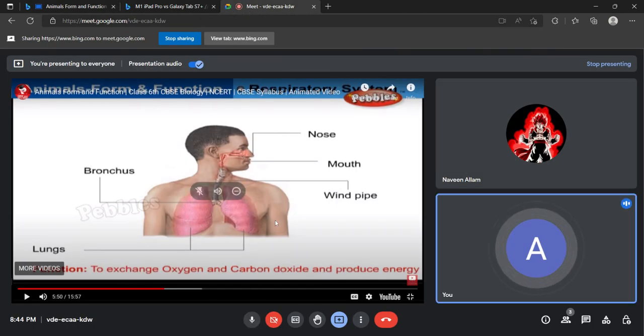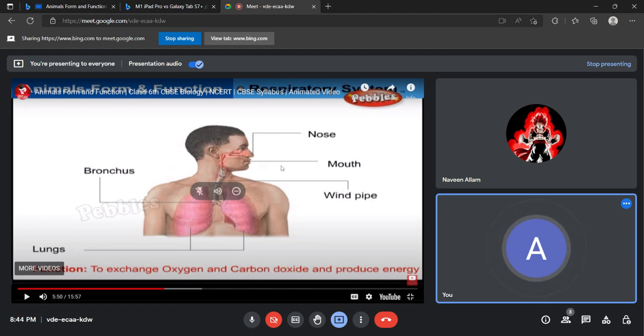Right, so this is the respiratory system. The respiratory system will start from the nose. We will inhale air from the nose, and occasionally we will inhale air through the mouth as well. So both the nose and mouth are used for inhalation and exhalation of the air.